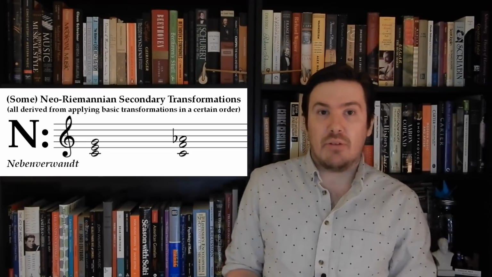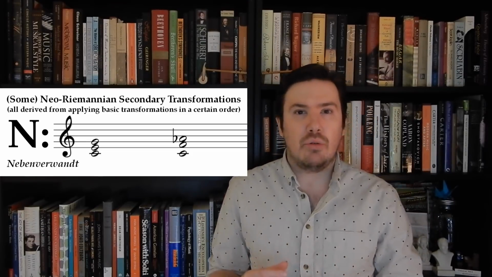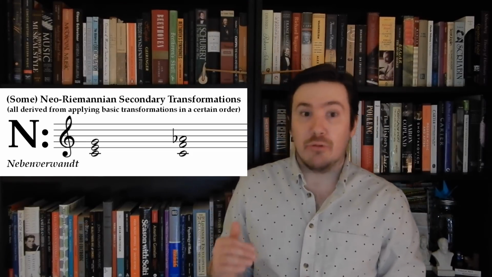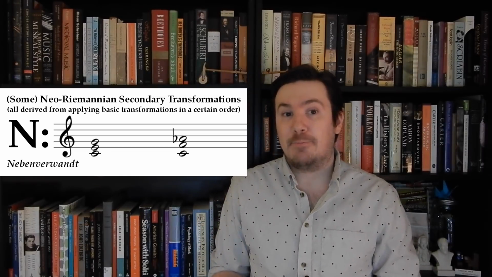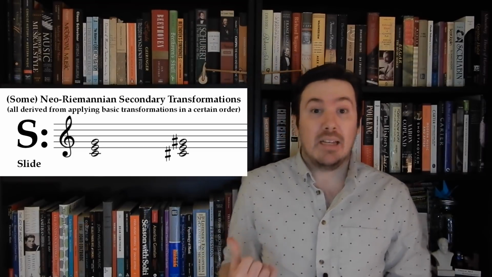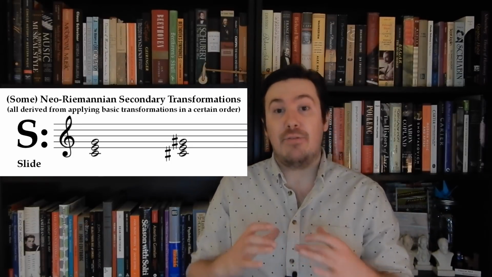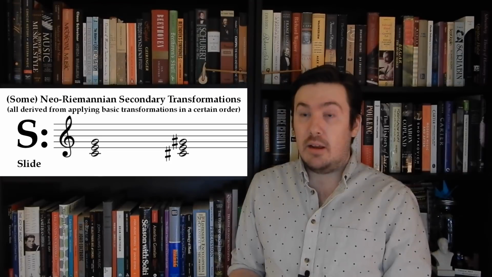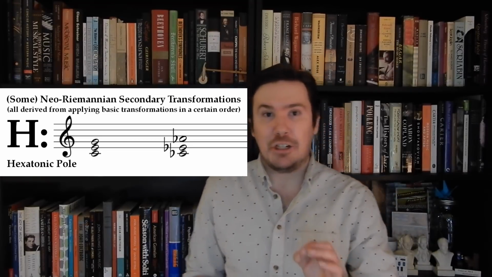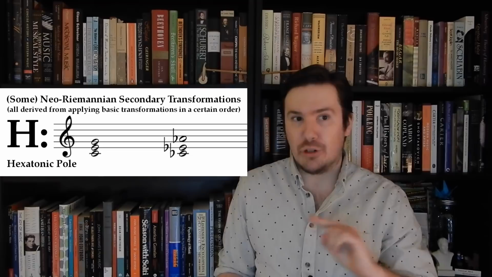And so there are many possible secondary functions, but the ones that are most commonly used in the literature are N, which stands for Nebenverwandt, a German word that roughly translates to secondarily related, which preserves the root of a major chord and takes the other two notes up a half step. There's also S for slide, where the mediant of a chord is preserved and the outer fifth moves in parallel motion. And there's also my personal favorite, H, which stands for the hexatonic pole. No common tones are preserved in this one.